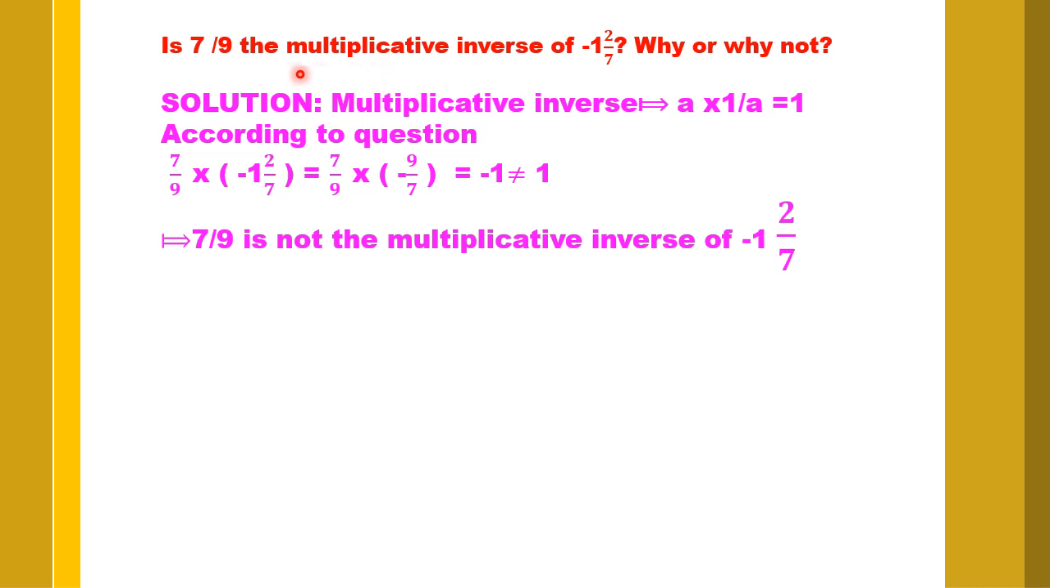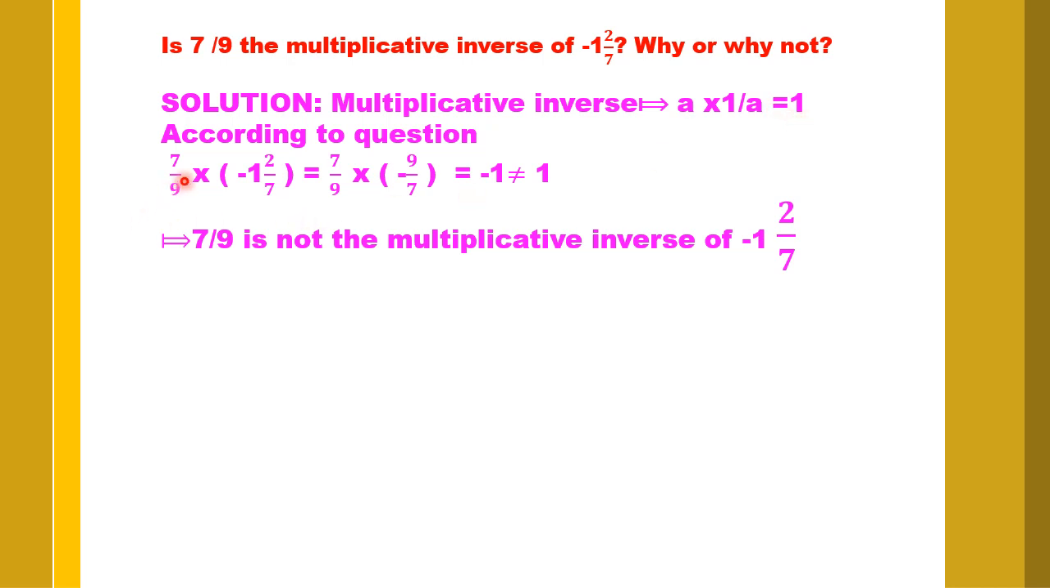In this sum, we are going to see whether the rational numbers 7 by 9 and minus 1 2 by 7 are multiplicative inverse of each other or not. In the first step, what is a multiplicative inverse? It means a rational number multiplied by its multiplicative inverse will have the product equal to 1.